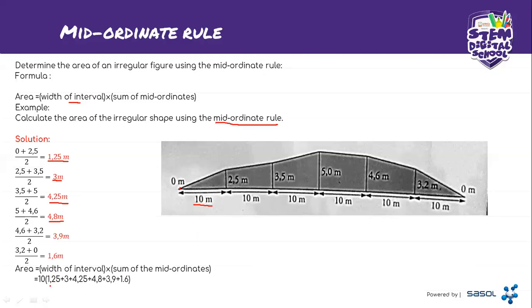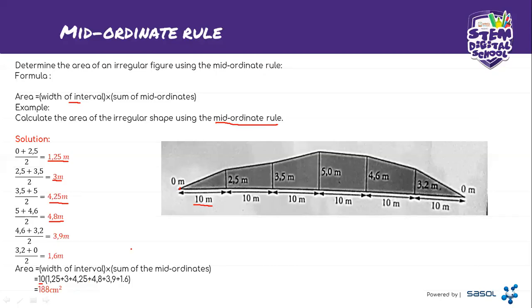The second step, you can see we have 10 there, multiplied by the sum of the mid-ordinates. Remember, we have determined the mid-ordinates, then we just add them together. We can see 1,25 meter here. Then you put everything in your calculator and you get 188 centimeter squared. Please don't forget to write the units as well, so that we can see that we are calculating area.